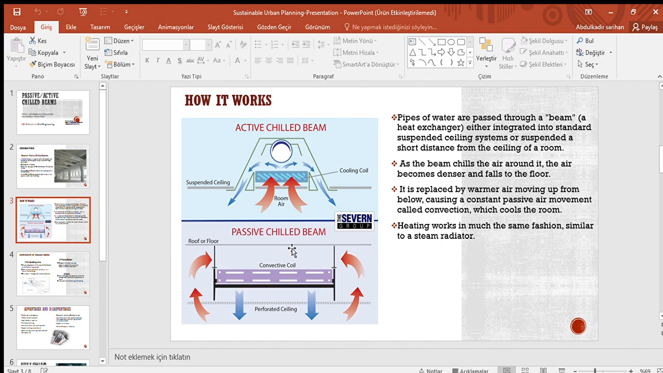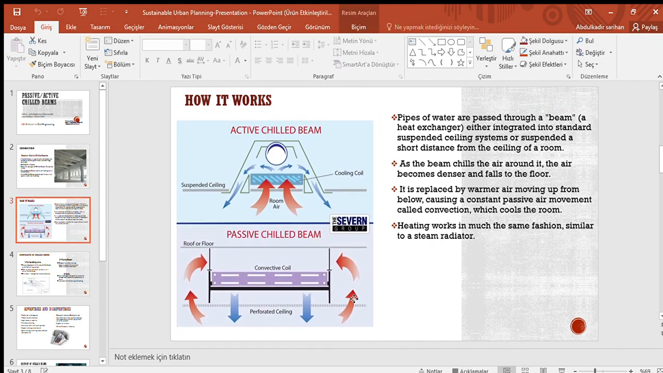And here is a passive chill beam picture. As I said, they have quite the same system. The only difference in this passive chill beam is that it doesn't have a system for ventilation, so we will have another system for ventilation, and with this ventilation the air will come here. There will be a circulation inside the room. The air will come here, touch the convective coil, and again go into the room.